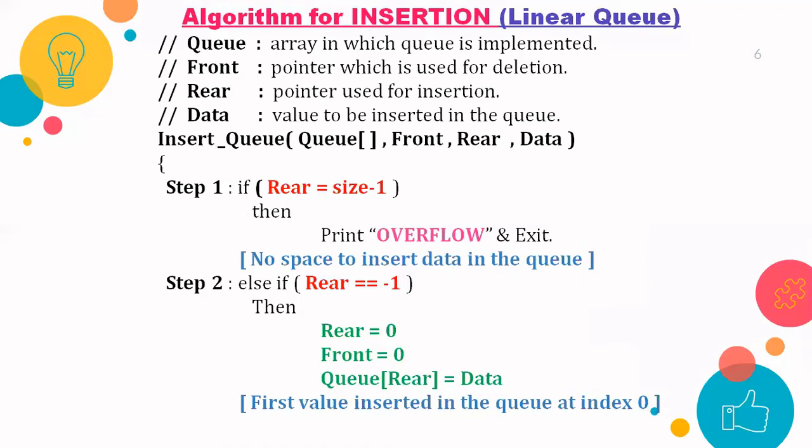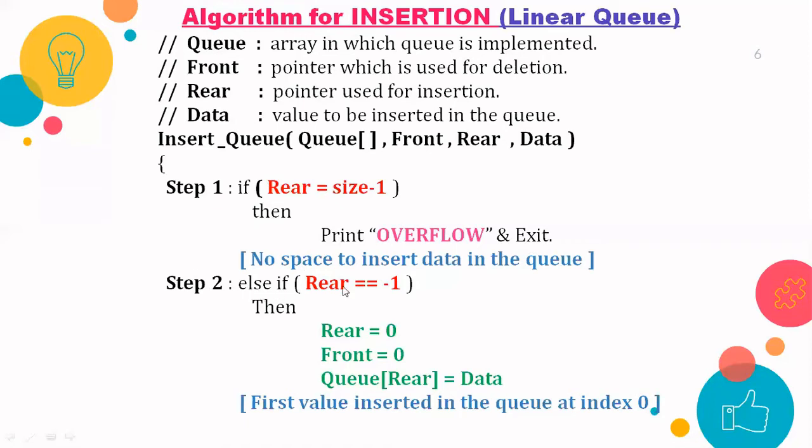If it is full, there is no point in inserting anything into it. So if rear is pointing to size -1, then we will simply print the message overflow and come out of it. It means that there is no space to insert data in the queue, right? Step 2: the first condition was in the if, the next condition will be in else if. So if this condition is not true, then we come to the next condition.